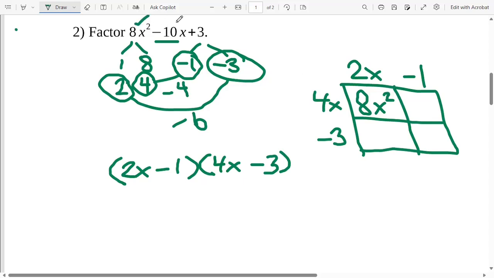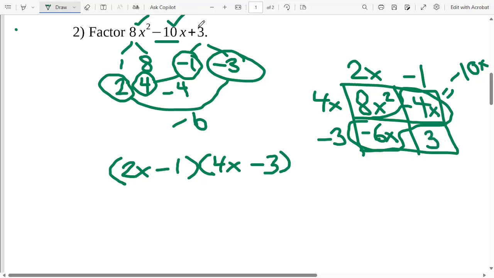That checks out for our first term. If I do 4x times -1, I get -4x. 2x times -3 is -6x. If I add these two together, I'm going to get -10x. That's our second term. And if I do -3 times -1, I get a +3. So that checks out for our last term.